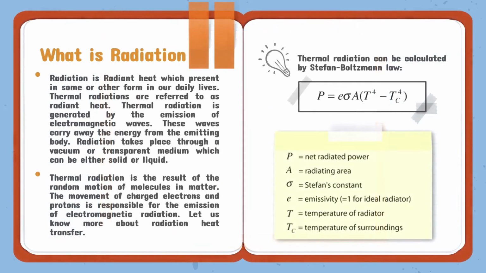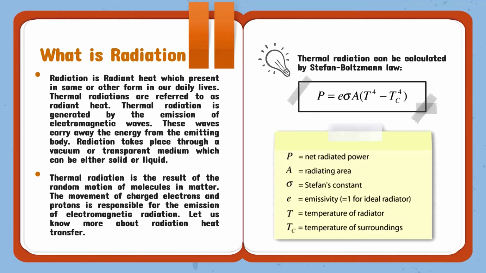So what is actually radiation? Radiation can be defined as radiant heat, which is present in some form or other in our daily life. Thermal radiation is referred to as radiant heat. Thermal radiation is generated by the emission of electromagnetic waves. These waves carry away energy from the emitting body.